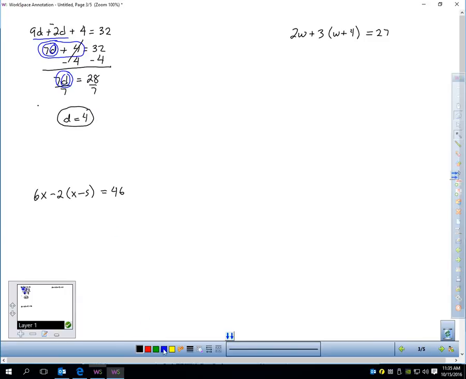I should take 4, and anywhere I see d, I ought to plug in a 4. So in my calculator, I ought to do 9 times 4 minus 2 times 4 plus 4. And I want to verify that I get 32 for a response. I do, because 36 minus 8 is 28 plus 4, which is 32. Okay?